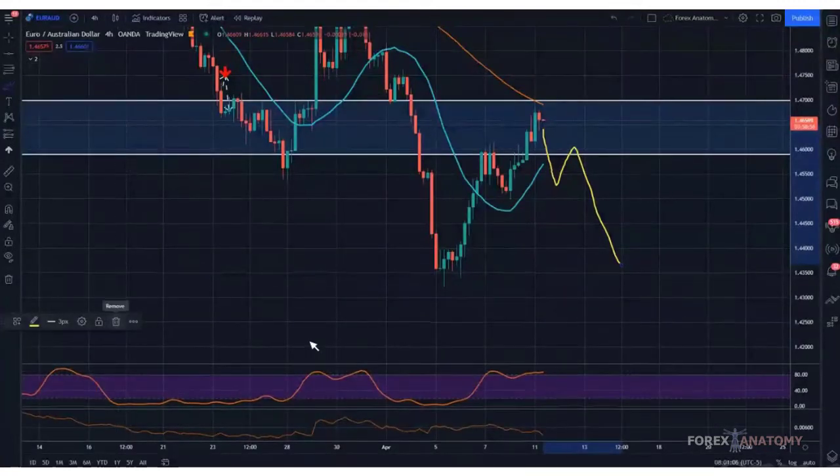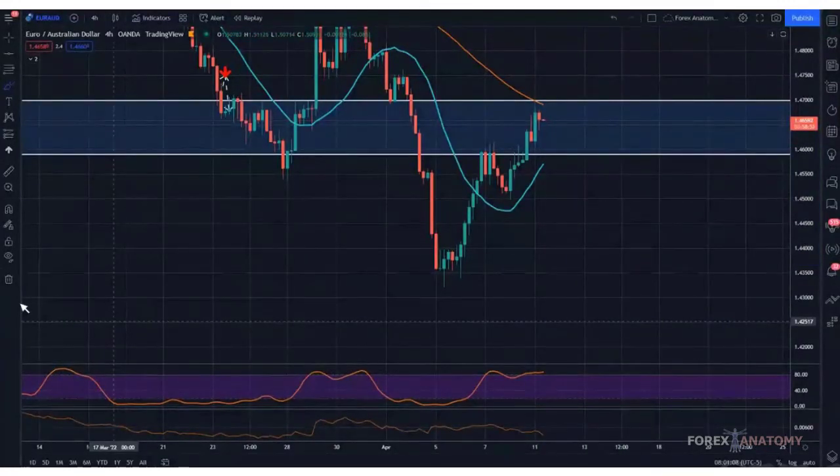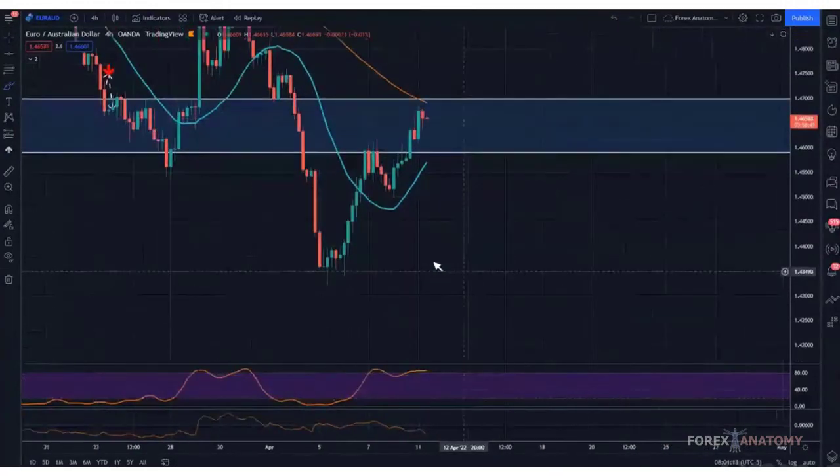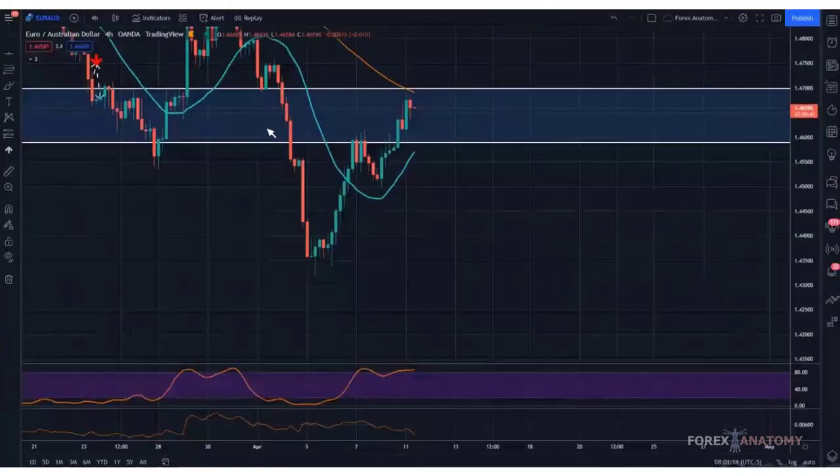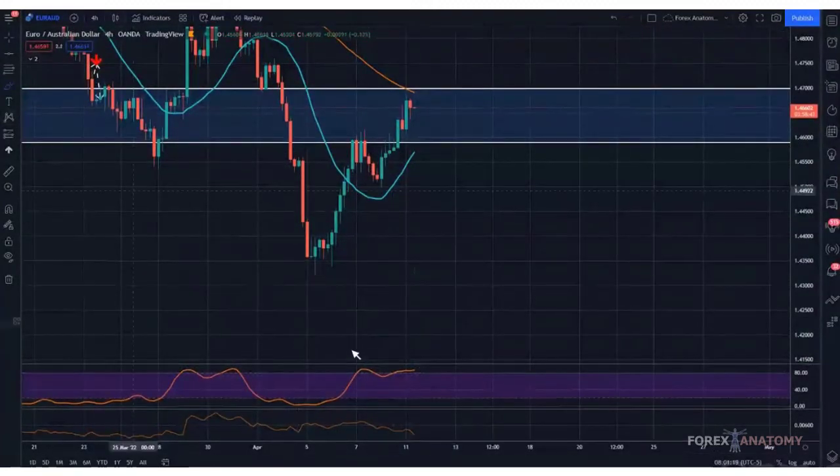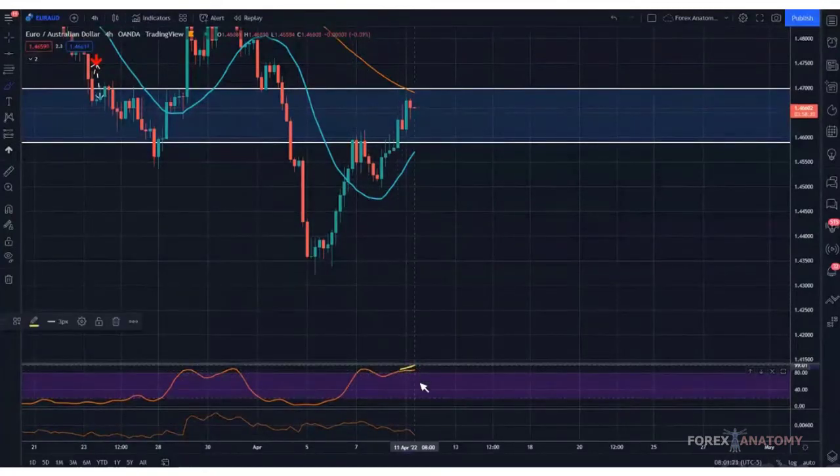But for the most part, before we even look for a sell, we want to see topping. So when it comes to the Euro Aussie, since we see the 3-wave pullback, and since we look at stochastics, stochastics right now is overbought.